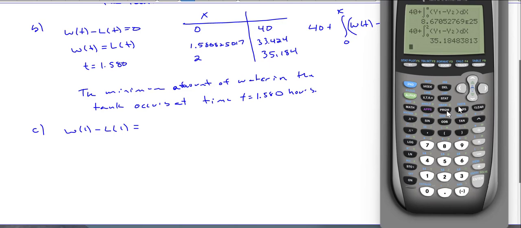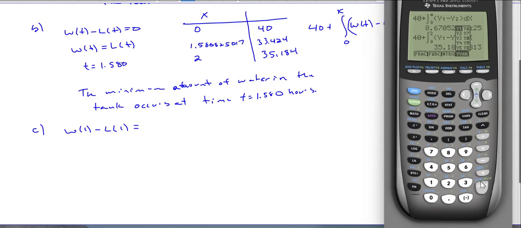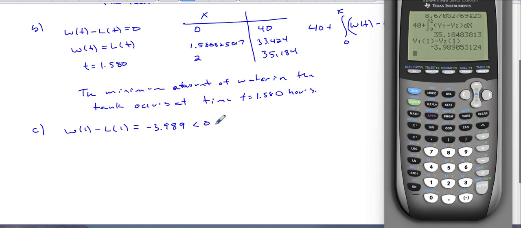See what that equals. Okay, so I'm going to go alpha F4, Y1 evaluated at 1, minus Y2 evaluated at 1, enter. Is that what you guys got? Negative 3.989. Does the positivity or negativity of this answer matter? Yep, so we better say less, which is less than 0, state the obvious.